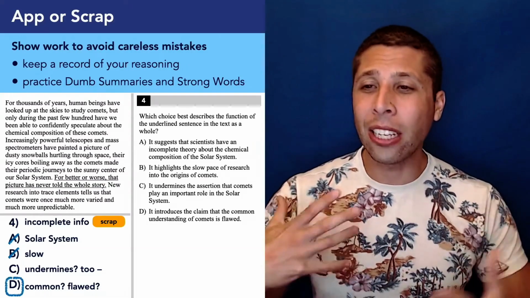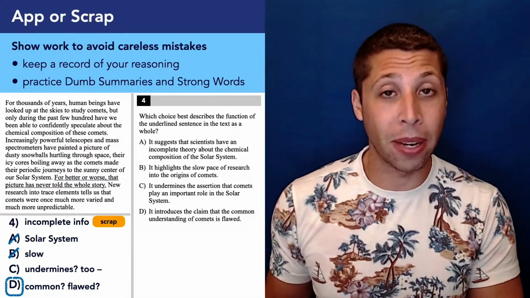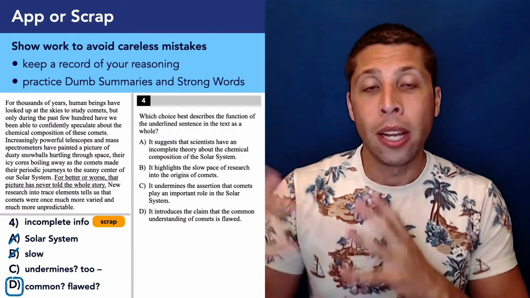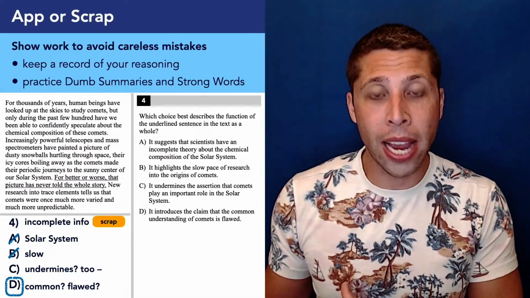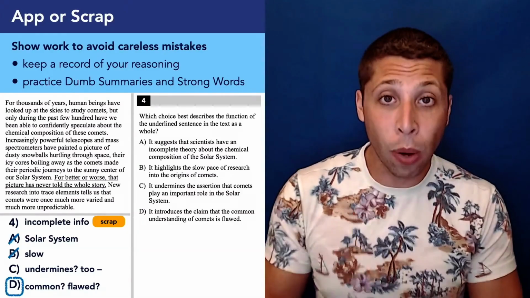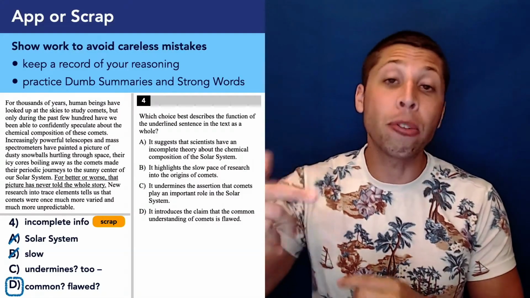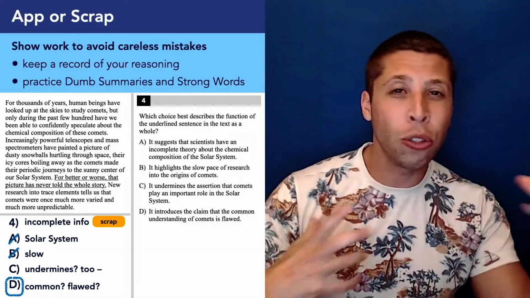Mostly because I think flawed is a little bit weaker of an answer. It does seem to match a little bit more closely with what my dumb summary was. And so hopefully that's going to be right. But notice I'm not crossing out C, because that was second best. And if I get this wrong, I want to be able to go back and see, I was wrong, but I was close, and why did I choose this one over the other?